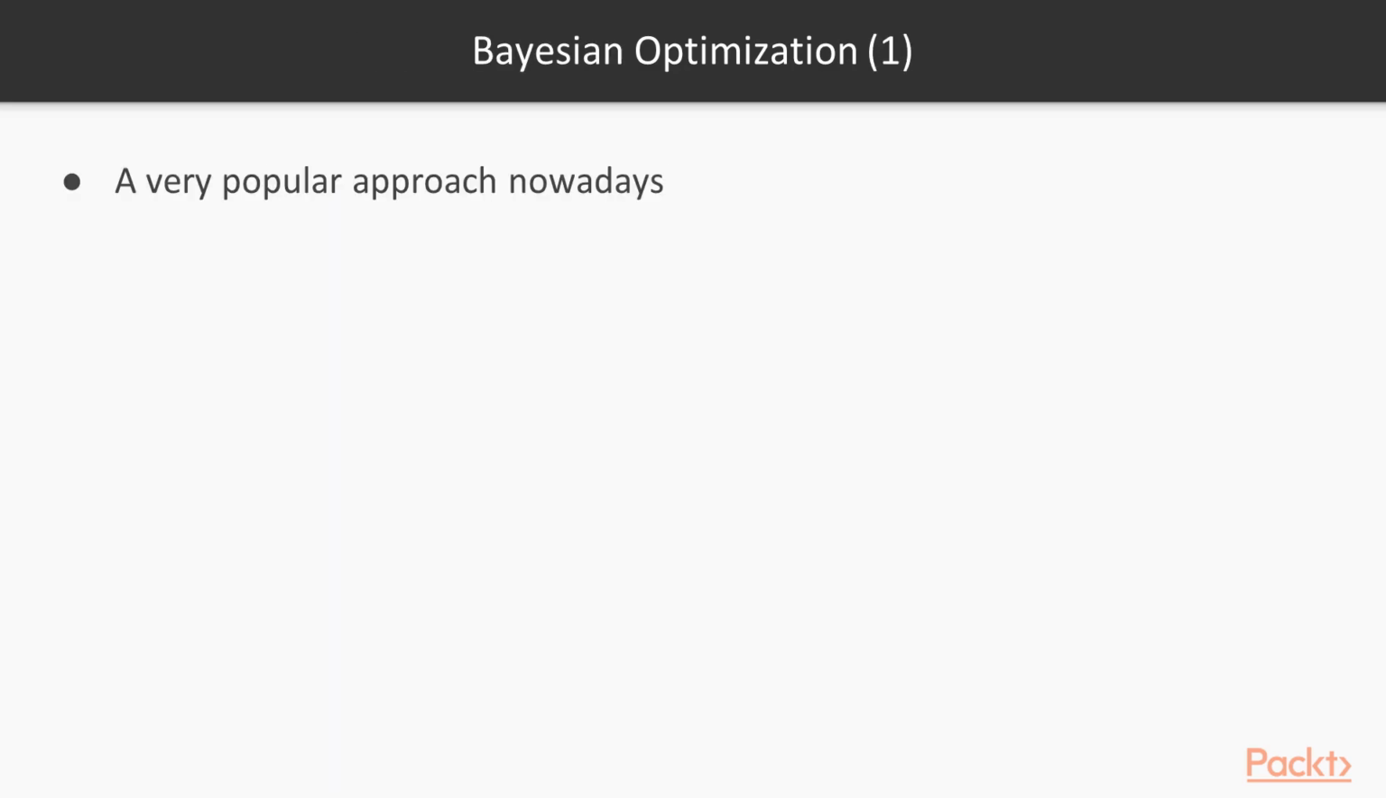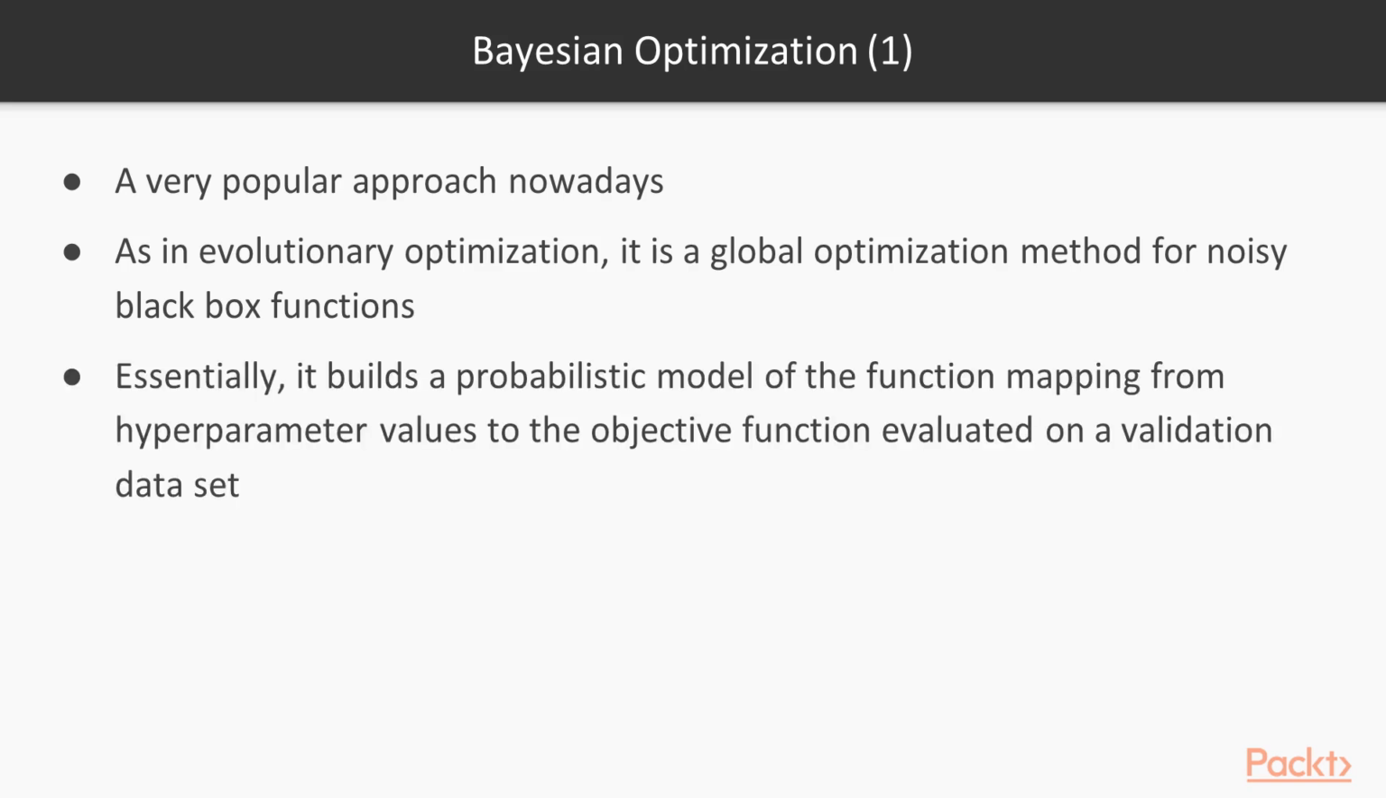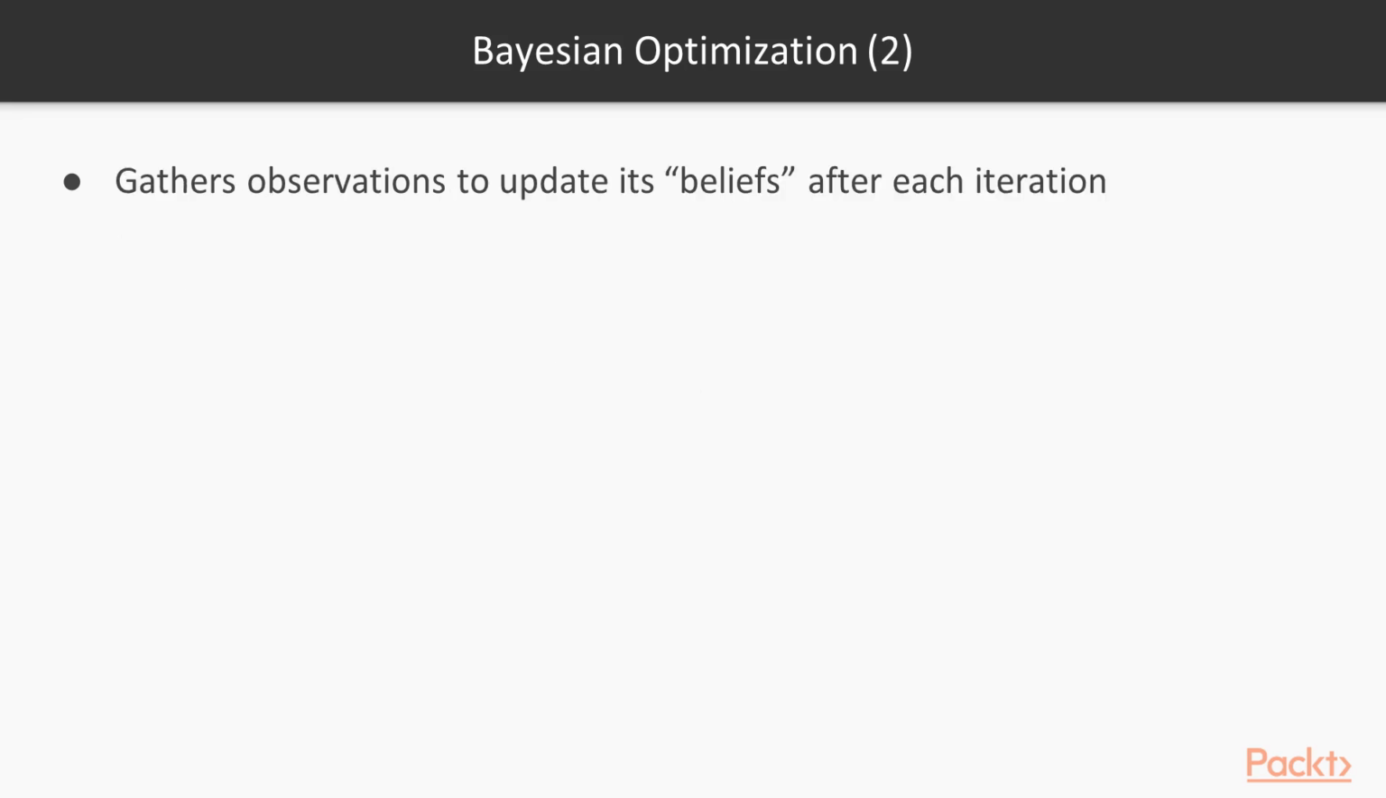Bayesian optimization. It's a very popular approach nowadays, and this is the approach that SageMaker offers. As in evolutionary optimization, it is a global optimization method for noisy black box functions. But instead of getting inspired by nature, as ant colony optimization or genetic algorithms, it builds a probabilistic model of the function, mapping from hyperparameter values to the objective function, evaluated on a validation dataset. It gathers observations to update its beliefs after each iteration, and it tries to balance exploration versus exploitation.